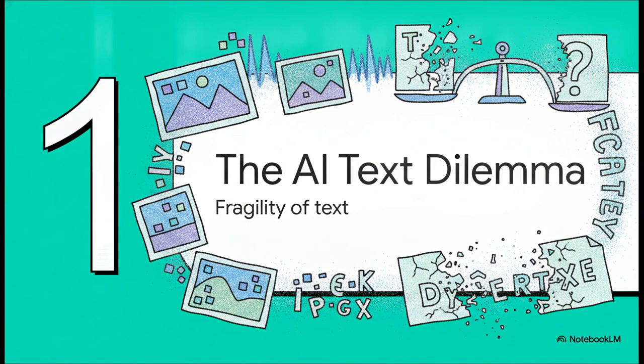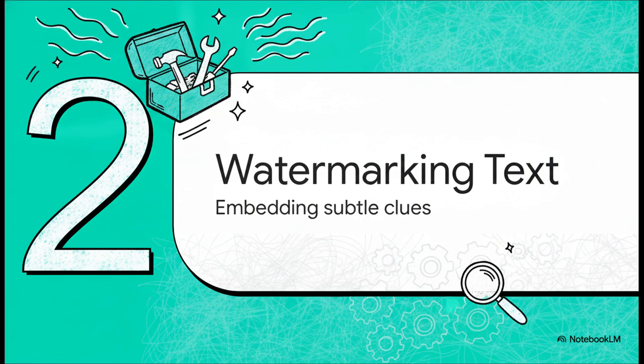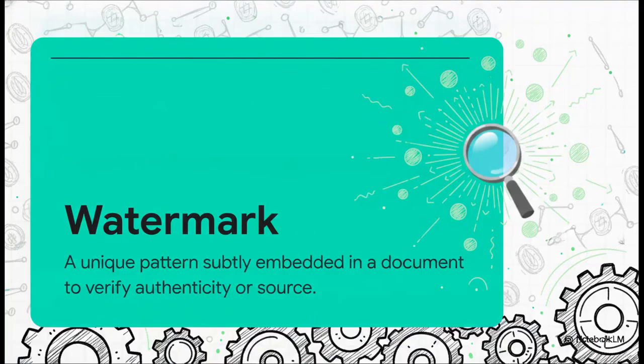All right, Section 1, the AI text dilemma and the inherent fragility of text. Moving right along to Section 2, watermarking generated text. Think about this for a second. Unlike images or audio where you can easily hide data in pixels or sound waves, text is incredibly fragile. Any embedded clue or watermark absolutely has to preserve the readability of the document.